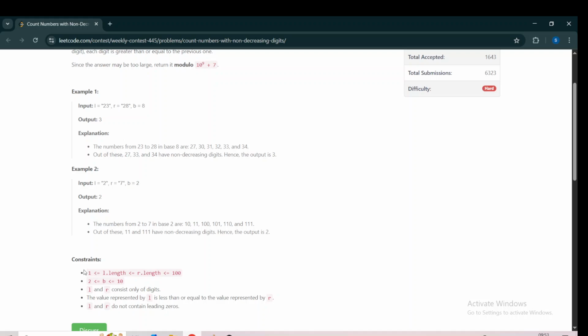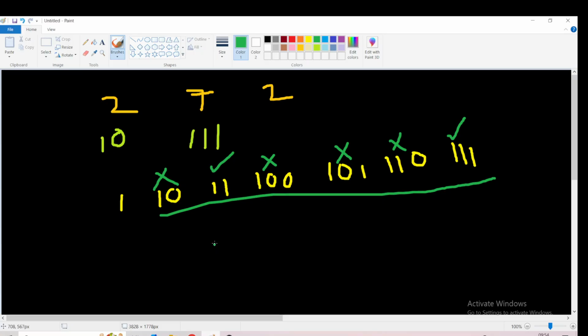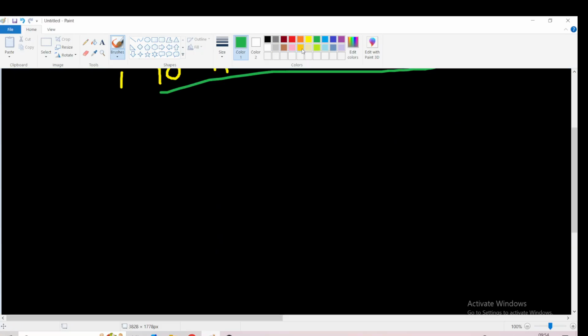Now here you can see that L.length and R.length is 100. Now if the number is in the range of 10 to the power 18, you know how we convert a number to a different base. Let's say we are converting a number from base 10 to base 2. So let's say the number is 7.